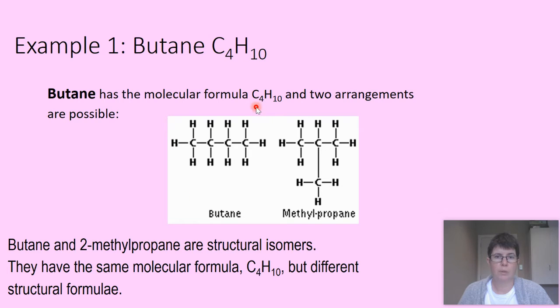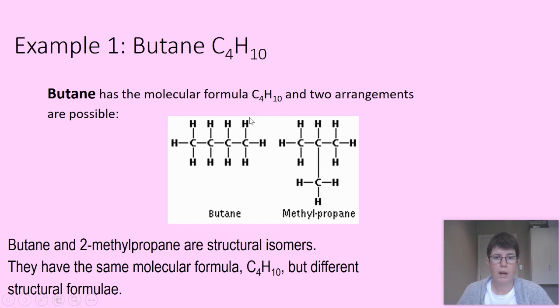Butane has the molecular formula C4H10. That means for every carbon, there are 2n plus 2 hydrogens. The plus 2 is the hydrogens on the ends, and then each carbon has 2. So there are 2 possible arrangements for the formula C4H10. If it's a straight chain, then it's butane, 1, 2, 3, 4, butane.